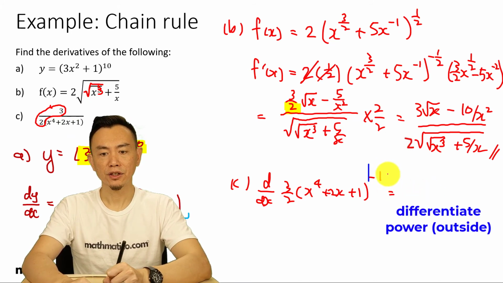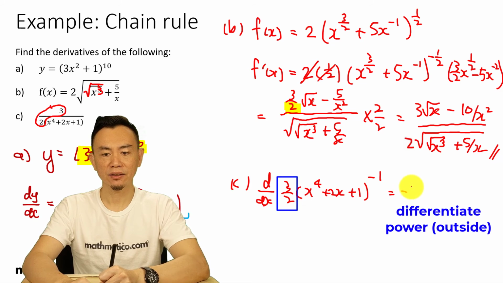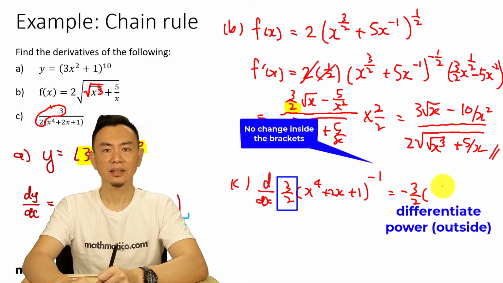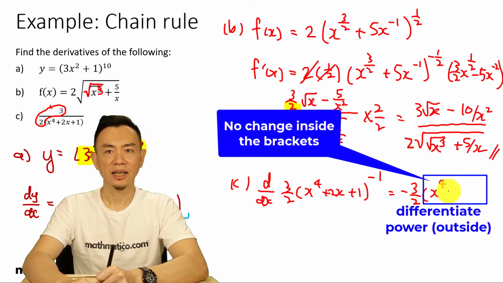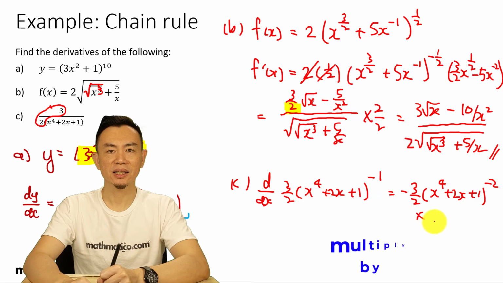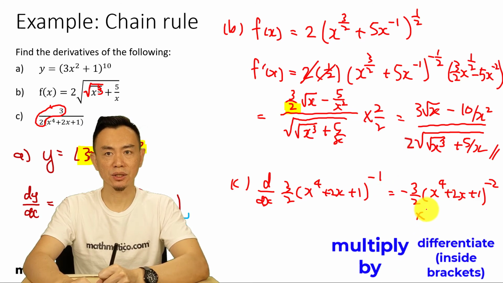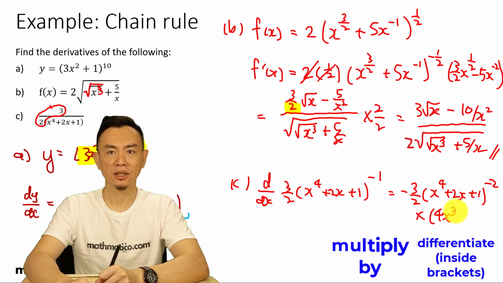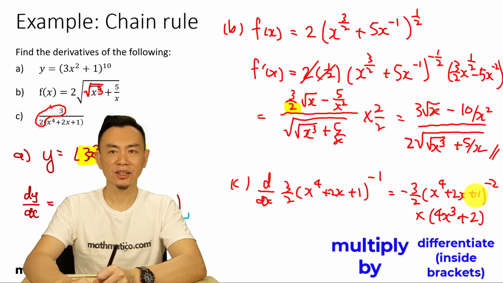And we have to differentiate outside. You have negative 3 over 2 bracket. Whatever is inside the bracket, don't change first. And then the power negative 2. Okay, then we multiply this by the differentiation of the inside, which is 4x cubed. 4 bring down, 4 minus 1 is 3, plus 2x, x term you differentiate, you get a constant term. Then you differentiate the constant term, you get 0.